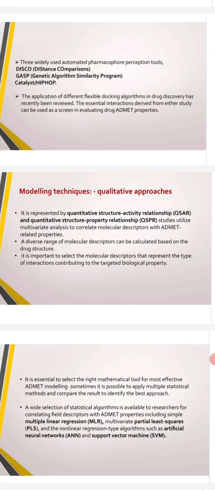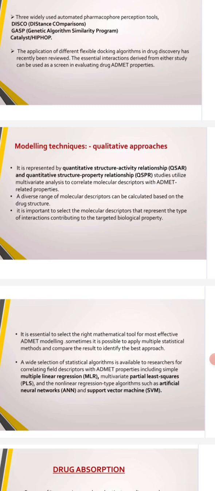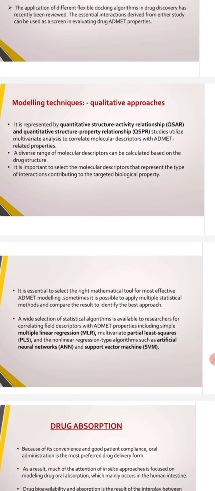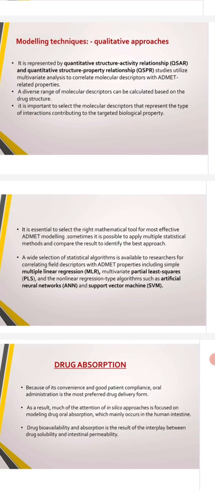Qualitative approaches, represented by quantitative structure activity relationship and quantitative structure property relationship, utilize multivariate analysis to correlate molecular descriptors with ADMET related properties. A diverse range of molecular descriptors can be calculated based on the drug structure. It is important to select the molecular descriptors that represent the type of interactions contributing to the targeted biological property. It is essential to select the right mathematical tool for the most effective ADMET modeling. Sometimes it is possible to apply multiple statistical methods and compare the results to identify the best approach.